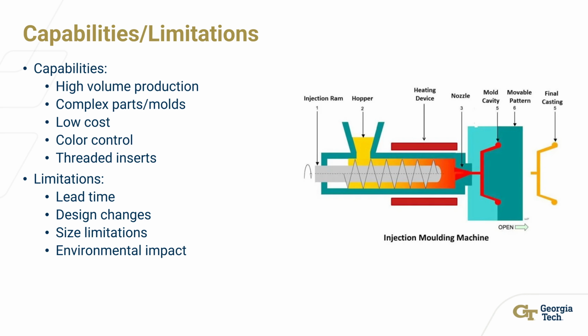Some of the capabilities of it are high volume of production. You'll see this through things like bottle caps, once again, actual plastic bottles and such, along with the fact you can make complex parts and molds, things that are threaded and such. Low cost, you can actually control the color just simply because it is molten plastic. And you can also create threaded inserts, as I said before.